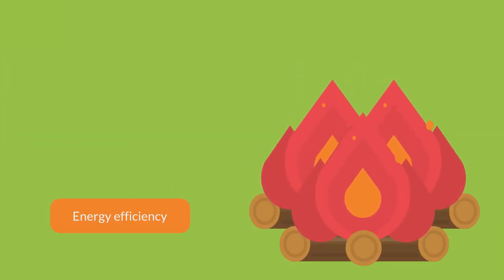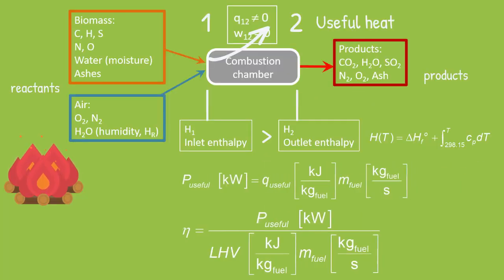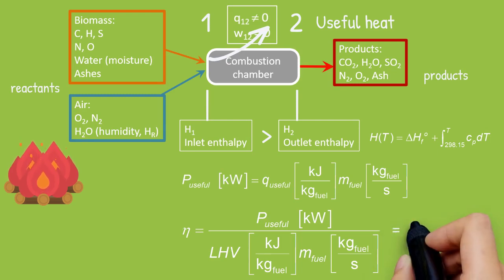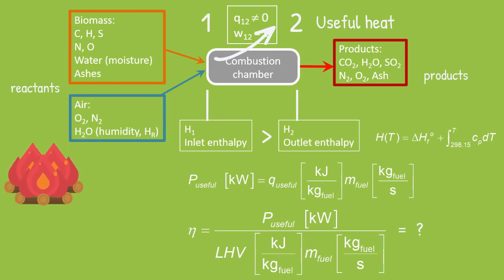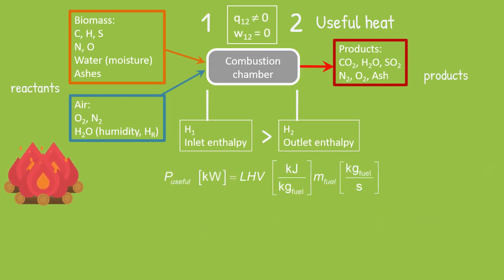Energy efficiency. The thermal efficiency is the ratio between the useful heat and the product of the fuel lower heating value multiplied by the fuel mass flow rate. The efficiency is 1 or 100% when all the energy contained in the biomass is converted into useful heat. However, this never happens. Let's analyze what the energy efficiency depends on. The analysis of the energy balance reflects that the maximum energy is obtained when both reactants and products are at the standard temperature, because of the definition of lower heating value.